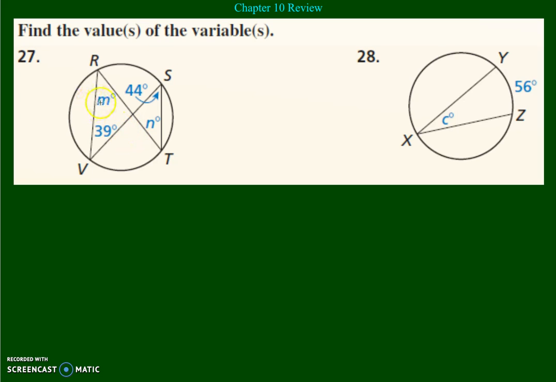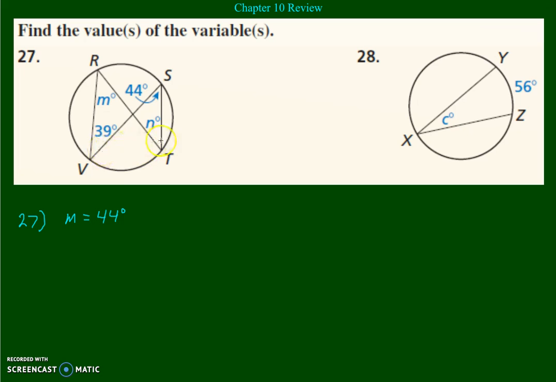Here we have inscribed angle M, with m degrees here, intercepting arc VT. Well, angle VST is also intercepting arc VT. That means this angle and this angle have to be the same measure. That tells us for 27 that M has to equal 44 degrees.